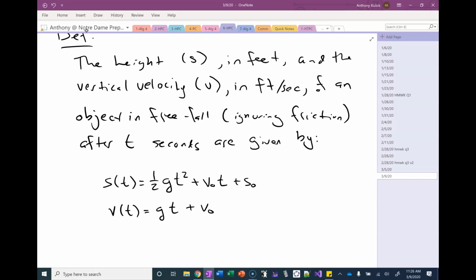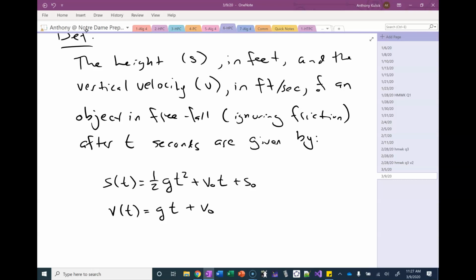So the value for gravity is negative 9.8 meters per second squared. Why is it negative? Gravity's acting downward. In this class, you'll notice that we define these equations in feet per second rather than meters per second. So the constant for gravity is different because the unit is different.